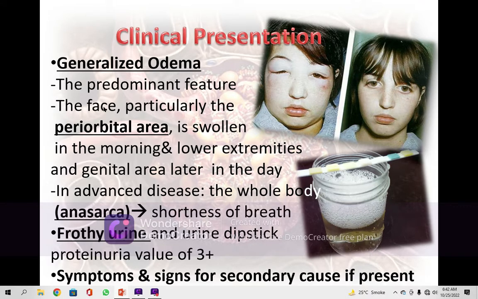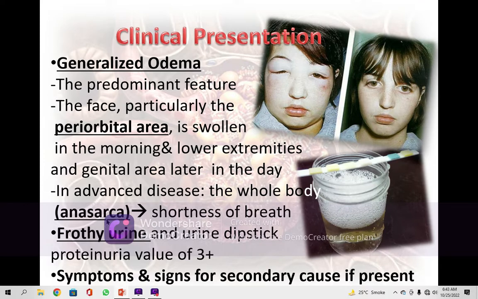Generalized edema, anasarca, is the predominant feature. The face is particularly involved first, that is, the periorbital area is swollen in the morning, and then it comes to the lower extremities and genital area, and in the day, hydrocele can be seen along with it. In advanced disease, the whole body is involved with the edema, that is called anasarca.